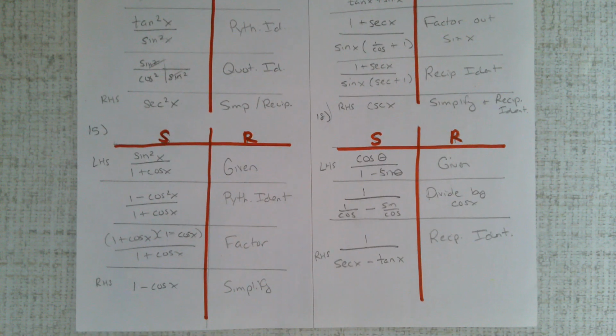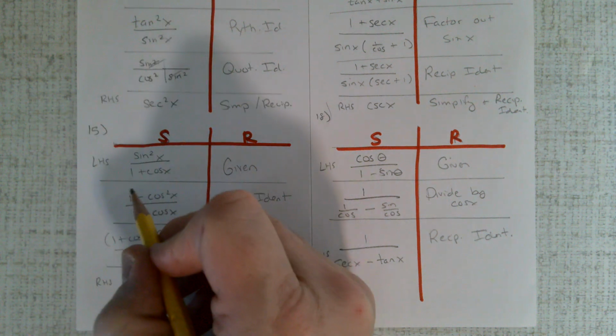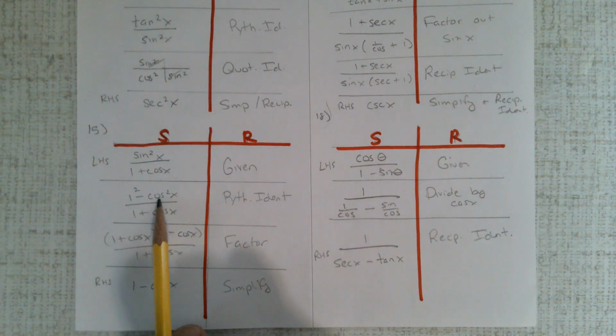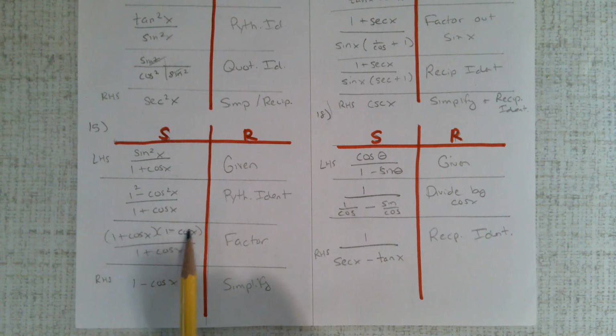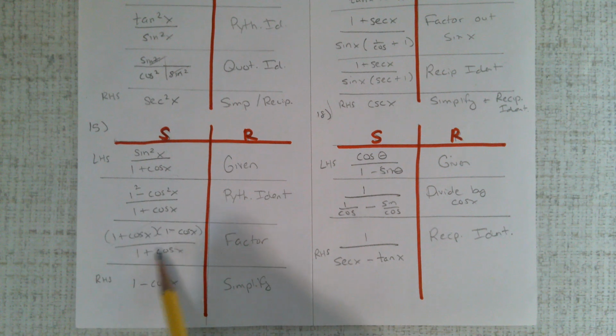Number 15, again, same kind of stuff. We have a Pythagorean identity here, but this way we're going from 1 minus cosine squared to sine squared. And now what I see here is a squared minus b squared, so it's a plus b, a minus b. Then I can just factor out and simplify away the 1 plus cosine terms to get 1 minus cosine x.